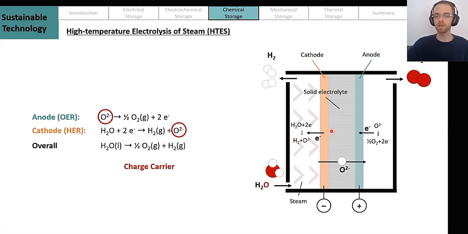These oxide ions will now be taken up by this membrane, or in this case, it's better to speak of a solid electrolyte. The oxide ion traverses to the other side, where it's oxidized to oxygen and electrons. And the oxygen can then escape through the top on the anodic side.